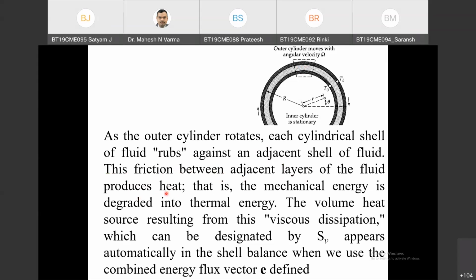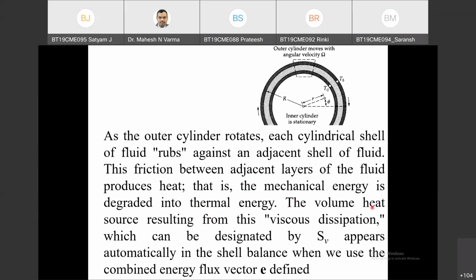This is what we have discussed just before. Viscous dissipation, heat appears. The mechanical energy is degraded into thermal energy. So which energy is given to this fluid? The fluid is given mechanical energy. The outer cylinder is rotated with mechanical energy, so this mechanical energy is lost and appears as thermal energy.